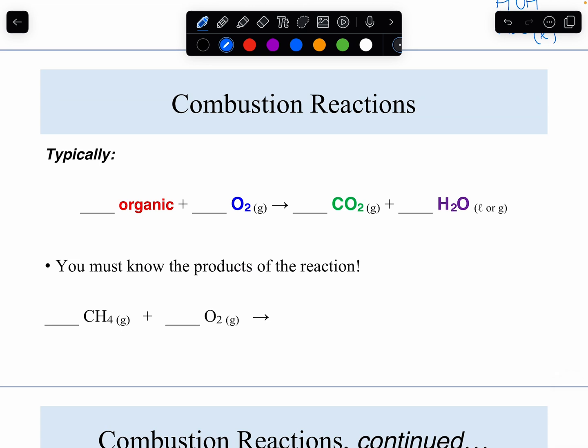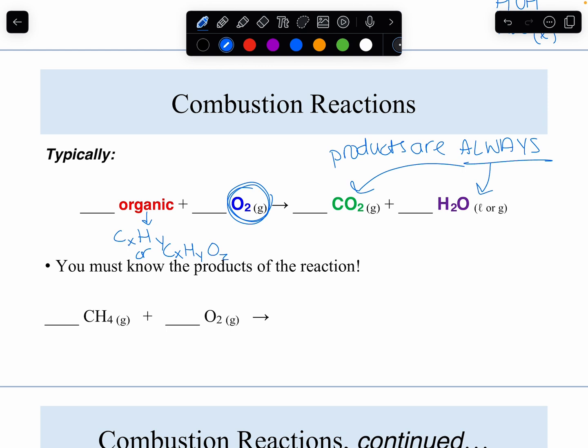Now, the last one you're going to have to know how to recognize in terms of balancing is combustion. Combustions are very simple. What it is an organic. What is an organic? An organic contains C's and H's. I'm just going to put X and Y because the numbers could be any sort of situation. Or a C, H, and an O. I'm going to put an X, Y, and a Z here. It could be either of these. And you're also always going to see an O2. And your products are always the same. Products are always CO2 and H2O. And you can write H2O and CO2, it doesn't matter.